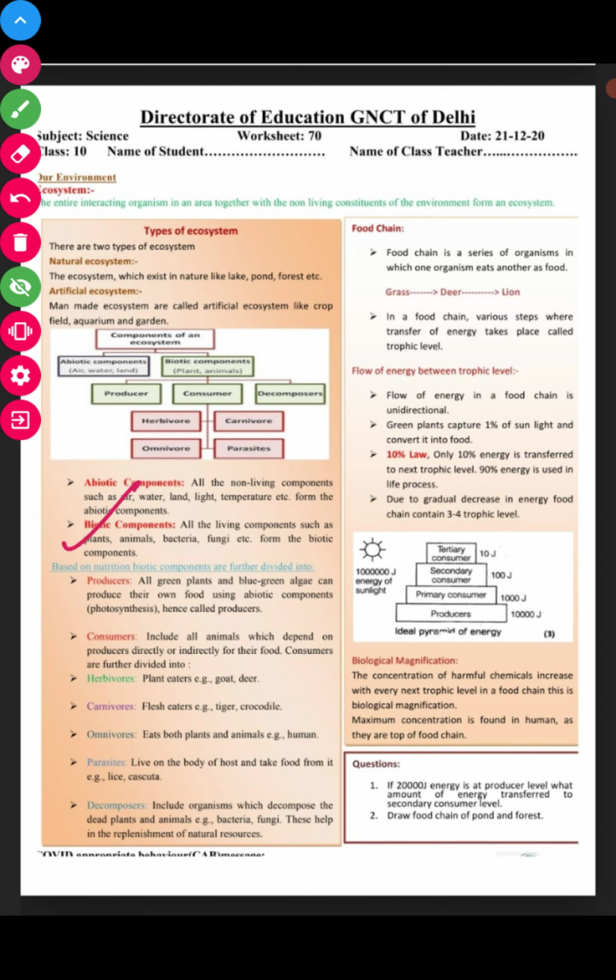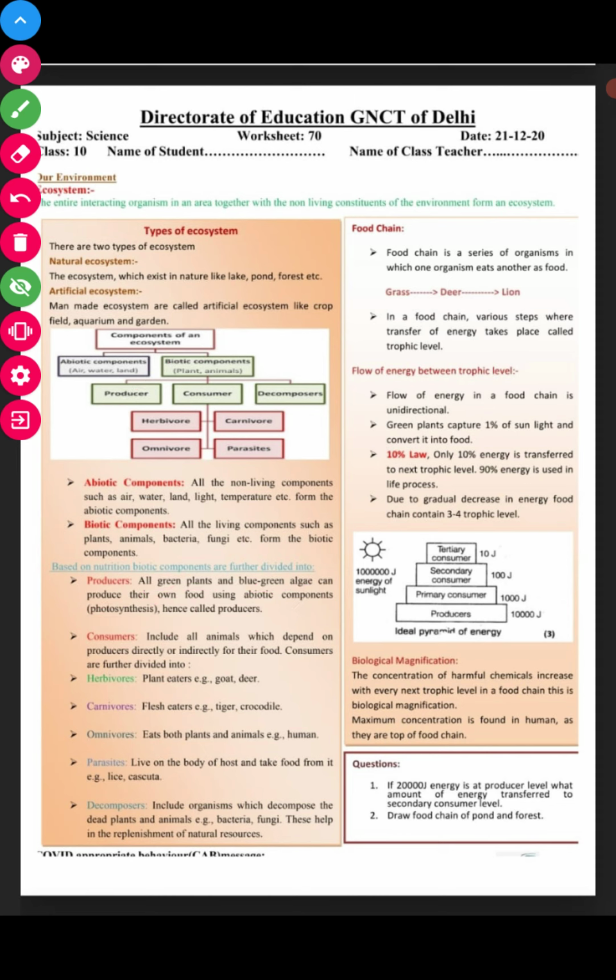See, based on the nutrition, biotic components are divided into producers, consumers and decomposers, as we have already discussed. Okay, producers: all the green plants are under the category of producers, and blue-green algae, because they make their own food. They produce their own food by using the abiotic components by the process of photosynthesis. So they are called producers.